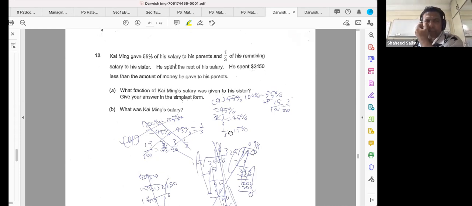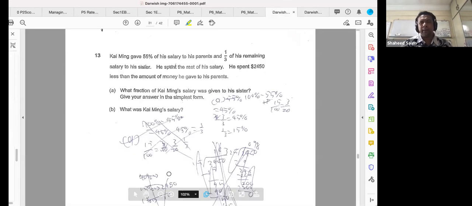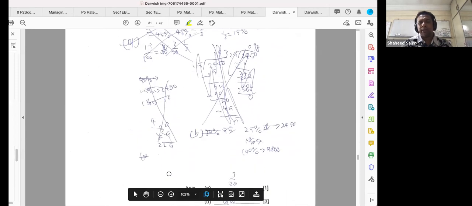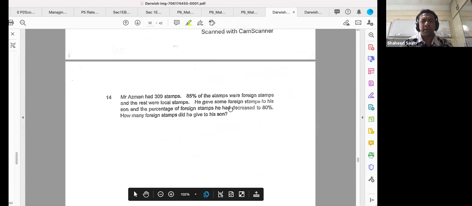What fraction of the salary was given to the sister? What you wrote, 3 over 20? Okay, you're correct. Okay, well done. 3 over 20. Well done. I just did my calculation. It's correct. Sorry.